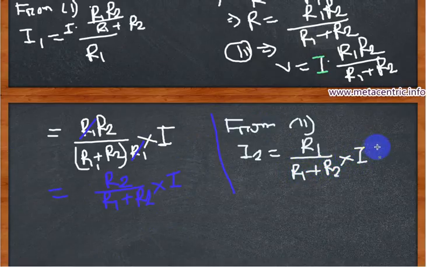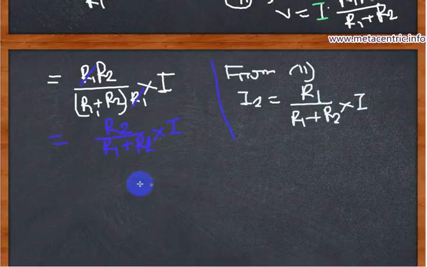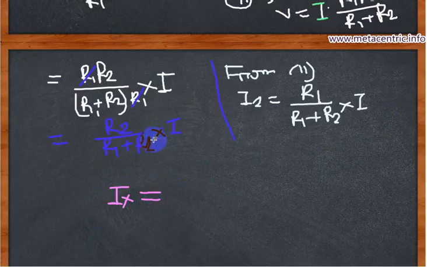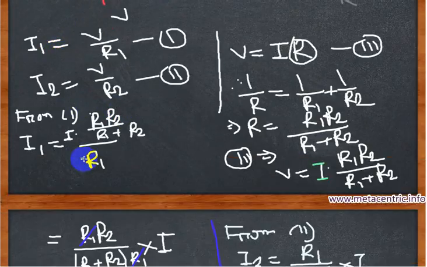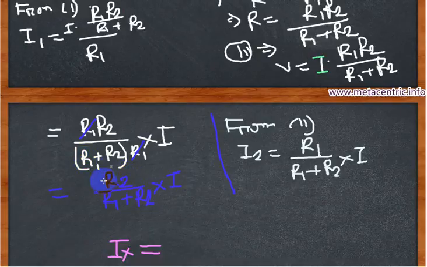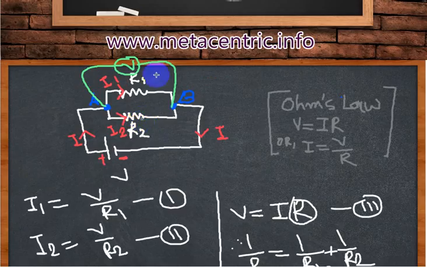In that case, I is the total current. If we generalize the formula, and we want to calculate the value of IX, then whenever we want to calculate I1, the numerator should be the opposite resistance. That means we are calculating I1, so as numerator the value of the resistance should be R2, that means the opposite resistance.